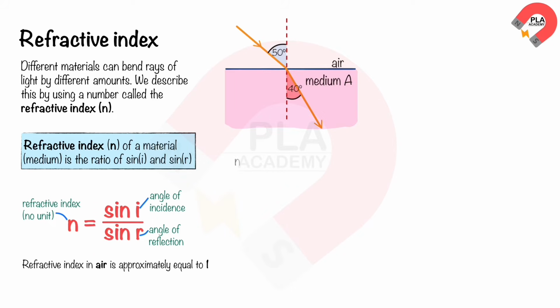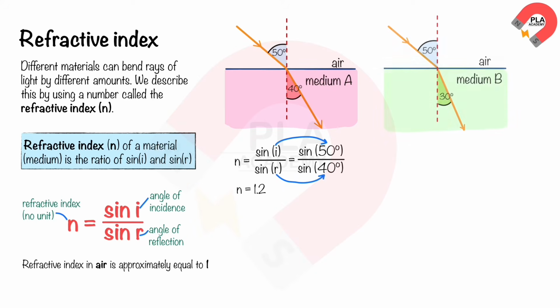In the figure as shown, we can find the refractive index of medium A using the following equation. Substitute i equals 50 degrees and r equals 40 degrees. The result of n is 1.2. We can find the refractive index of medium B using the same equation. Substitute i equals 50 degrees and r equals 30 degrees. The result of n is 1.5.